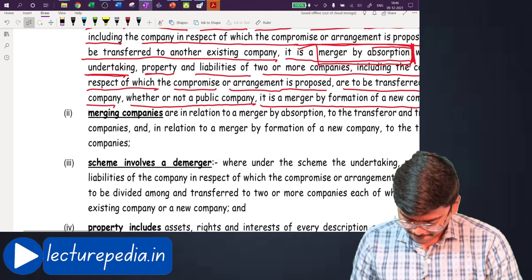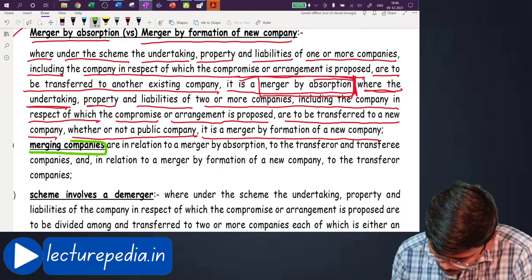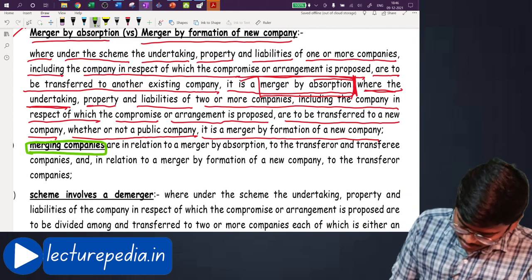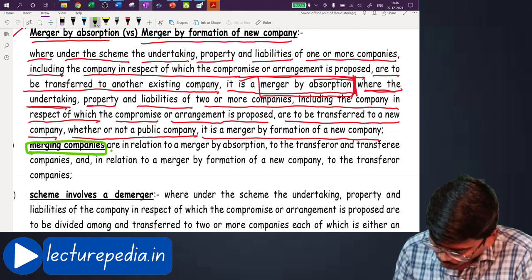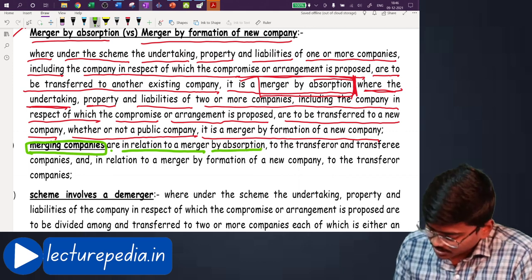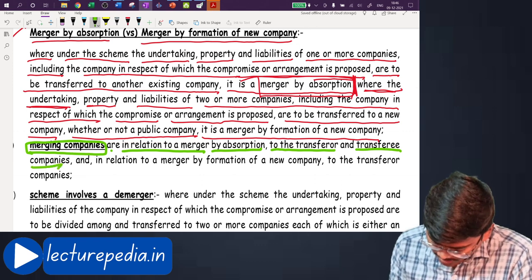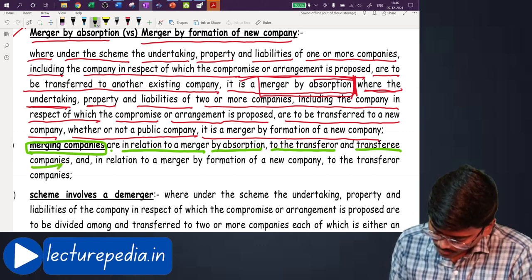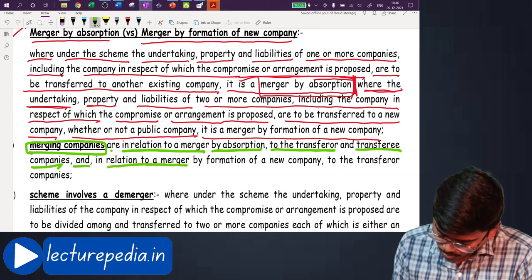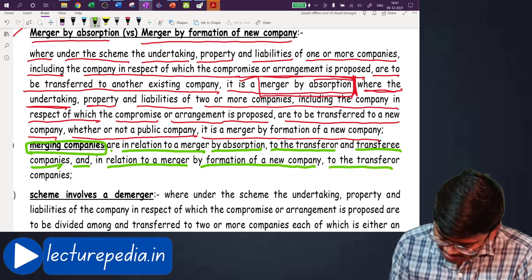Okay, second one, merging companies. Which companies will be known as merging companies in relation to this section? We'll see. Merging companies are, in relation to a merger by absorption, the transferor and transferee companies, and in relation to merger by formation of a new company, the transferor companies.